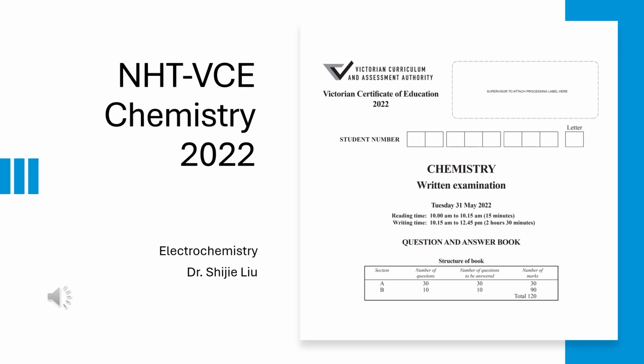We will focus on questions related to electrochemistry. This section includes redox reactions, galvanic cells, fuel cells, rechargeable cells, and electrolytic cells. Electrochemistry is one of the most difficult parts, another is spectroscopic analysis.